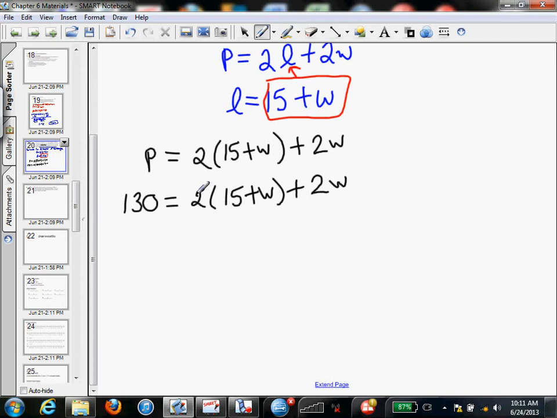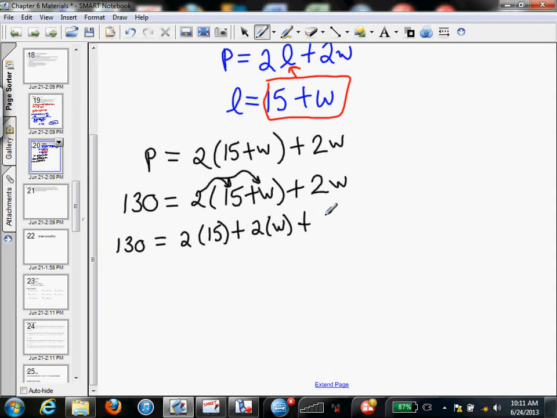Okay, now let's use the rules of the distributive property to take this 2 and multiply it by everything inside that set of parentheses. So 130 equals 2 times 15 plus 2 times the W inside the parentheses plus 2W. Okay, so let's go through and simplify. 2 times 15 is 30, plus 2 times W is just 2W, plus 2W.